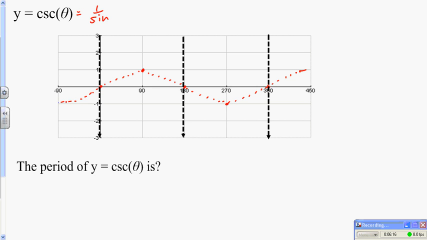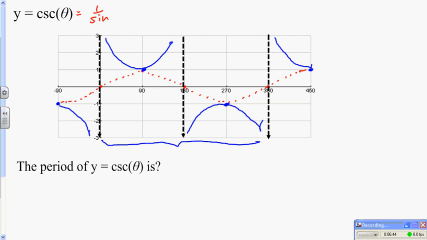And we will follow the same pattern. Wherever sine is -1, so will be cosecant. And wherever sine is +1, so will be cosecant. And we then finish by drawing our parabolas, going upward when we have a value of 1, going downward when we have a value of -1. And again, the period is 2 pi, or 360.